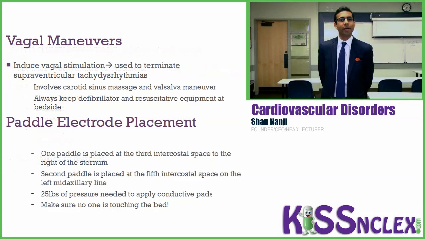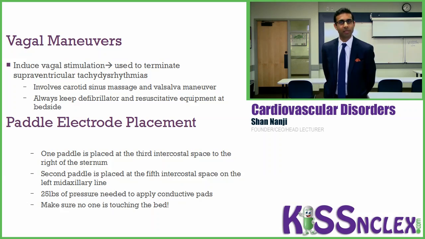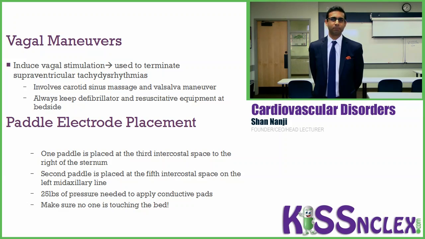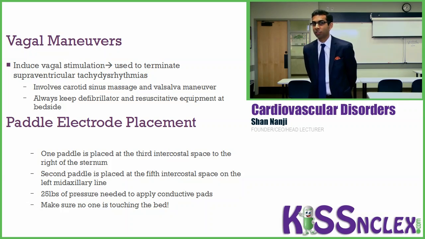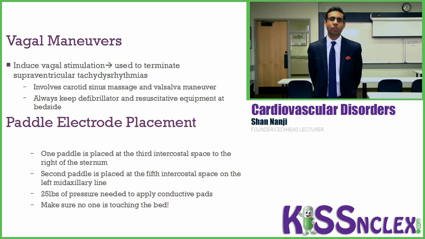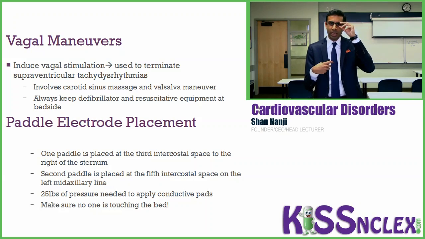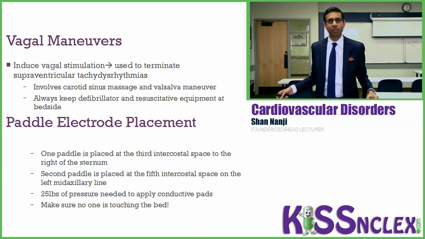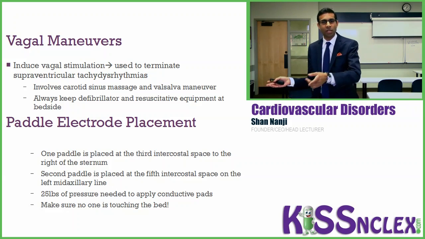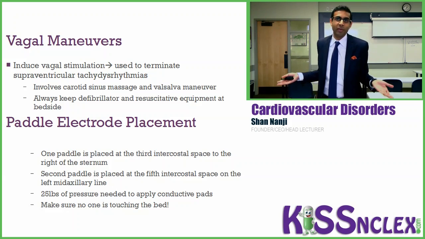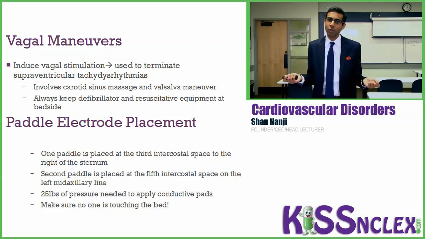All right, so let's talk now about vagal maneuvers, okay? Remember the vagus nerve is the largest nerve for the parasympathetic system, and it normally slows things down, so it's going to slow down your heart rate, okay? So what is a vagal maneuver? You're going to induce this vagal stimulation and use it to terminate supraventricular tachydysrhythmias. Well, what did I just tell you? The vagus nerve slows things down, right? So what's an SVT? That means it's too fast. You're going to stimulate the vagus nerve to get it to be slower, okay?